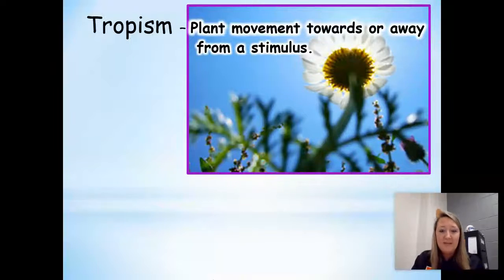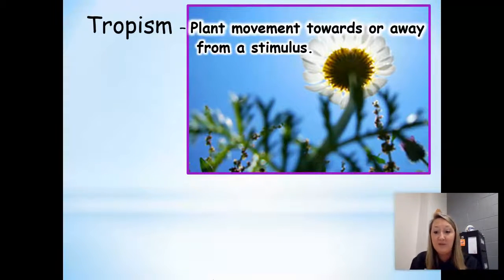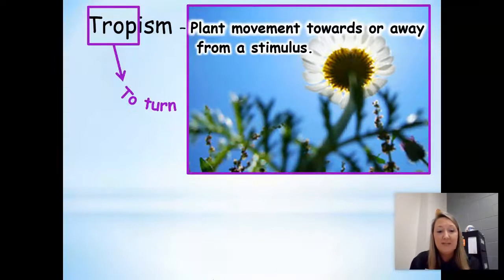A tropism is when a plant moves towards or away from a stimulus. And remember, stimulus is just our fancy science word for a change in the environment. Trop is a fancy science word part that means to turn. And so you're going to see that word several times because we're going to be talking about how those plants are able to turn based on certain conditions in their environment.